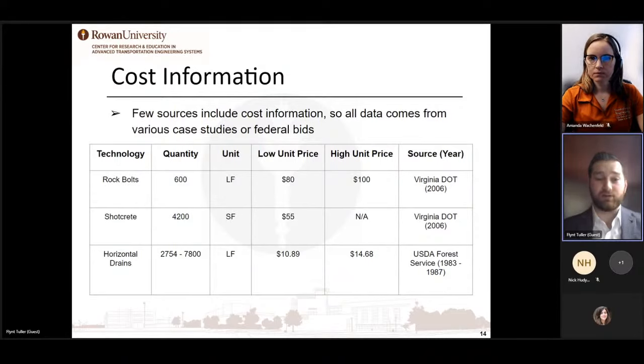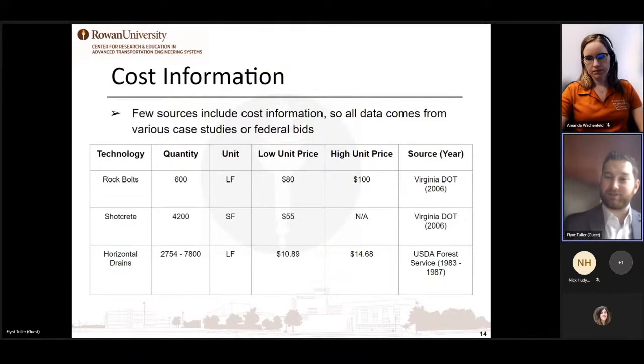And then finally, the horizontal drainage. As you can tell, this is something that there's not that much data about, kind of what I touched on before. The source that we have for this is the USDA Forest Service, and that's from 1987. And so there's a couple cases where they used it and they documented it. You have one where they used 2,754 linear feet of drainage, and that generated a low unit price of $10.89 per linear foot. Then you have a higher amount, 7,800 linear feet of drainage, and that generated a higher unit price of $14.68 per linear foot. But you can tell the sources are from the 80s. There's not much information on horizontal drainage use out there, and really lacking in anything recent.